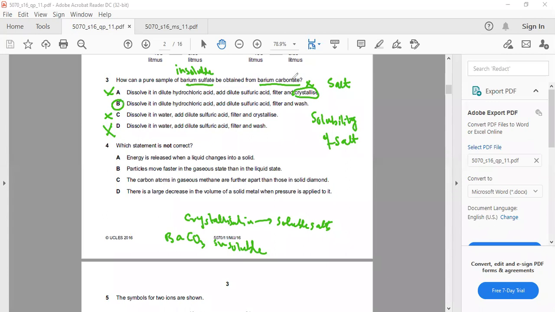Dissolve in hydrochloric acid, so the barium carbonate will form barium chloride, and then you add sulfuric acid. So barium chloride plus sulfuric acid forms barium sulfate precipitate. So filter and wash this precipitate, and you will get barium sulfate.